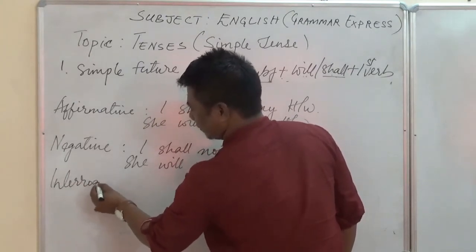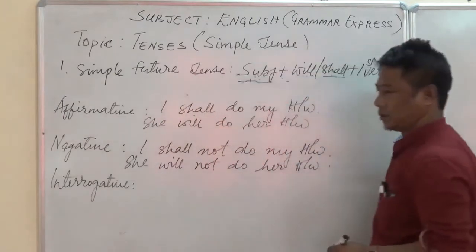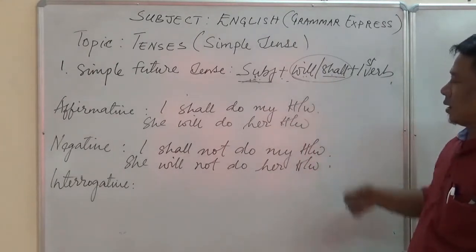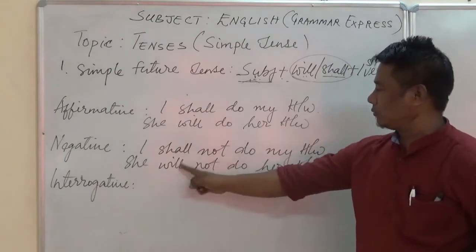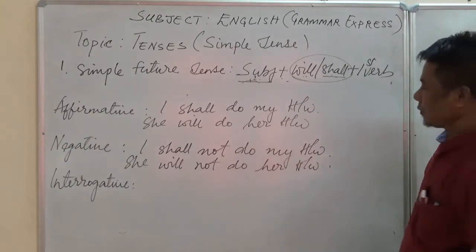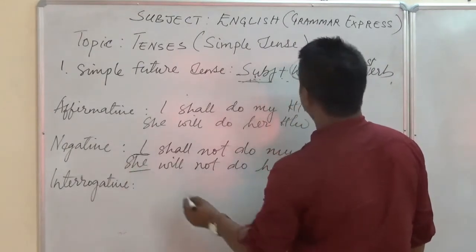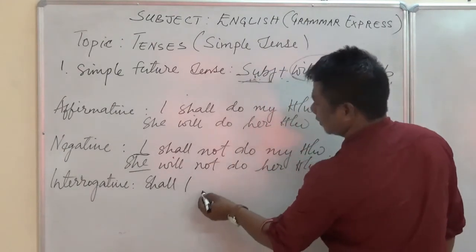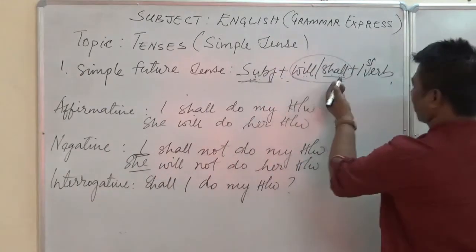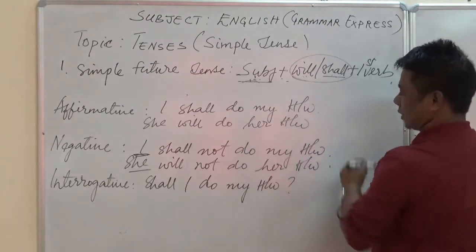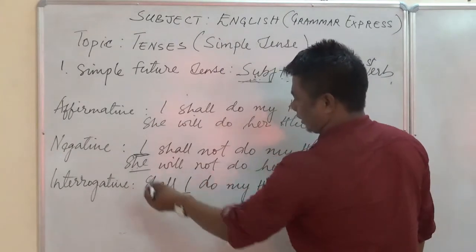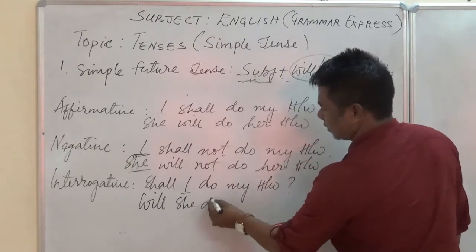Then going to interrogative, the interrogative and the negative, in the simple future as well. The auxiliary verb comes first. You look at the subject: if the subject is I, then shall I do my homework? With the subjects I and we, shall is used. If the subject is she, it's will she do her homework?